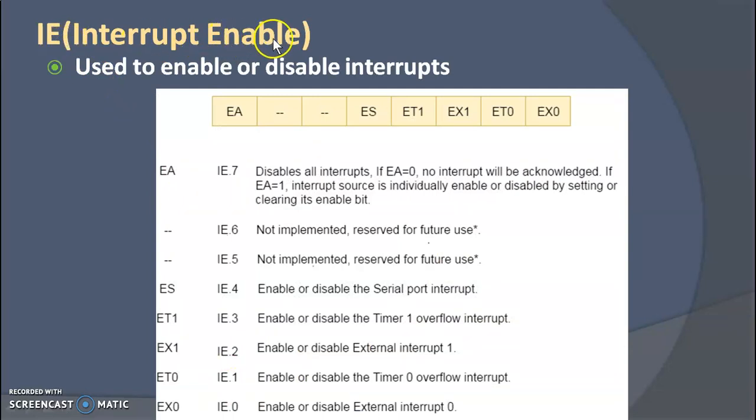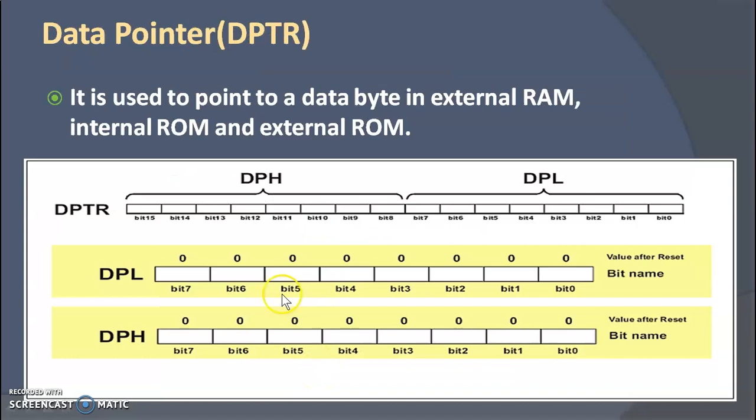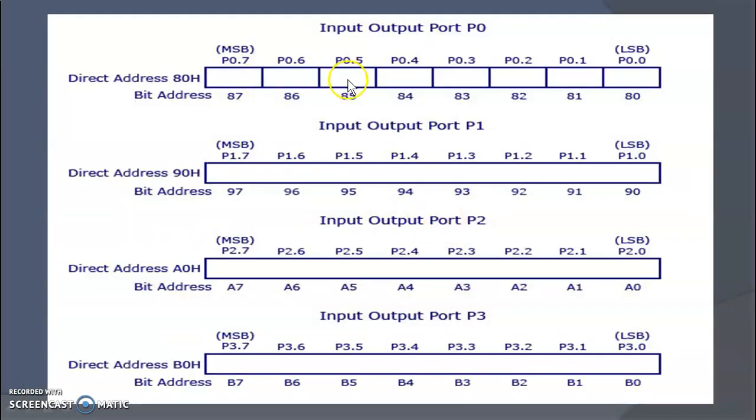Next one is interrupt enable register. Different bits of this register are used for enabling the different interrupts. Then we have data pointer register, which is used for pointing to a data type in external RAM, and it has 2 registers, data pointer lower and data pointer higher, DPL and DPH. Then we have 4 registers for 4 ports, P0, P1, P2 and P3. These are the different bits of these registers.